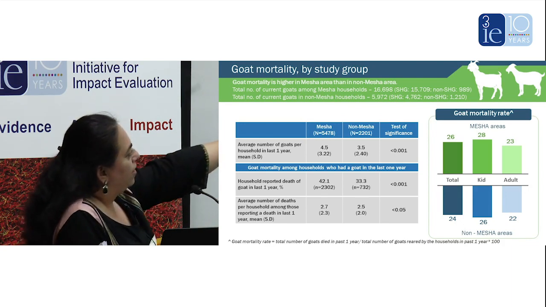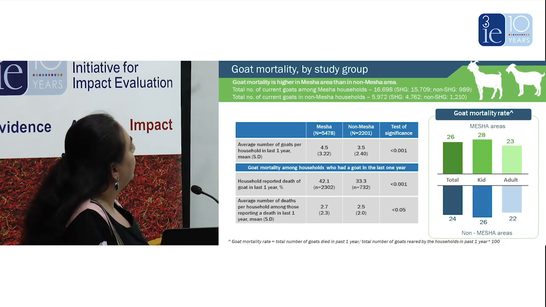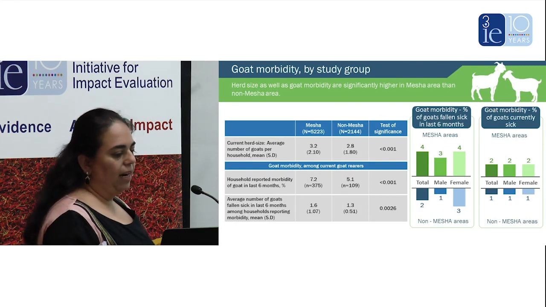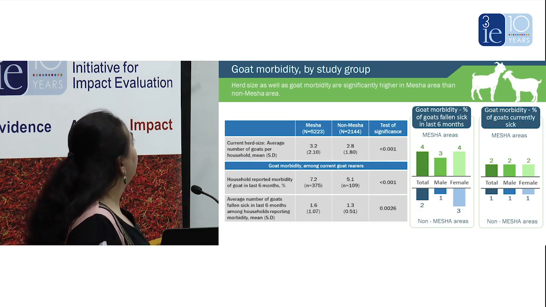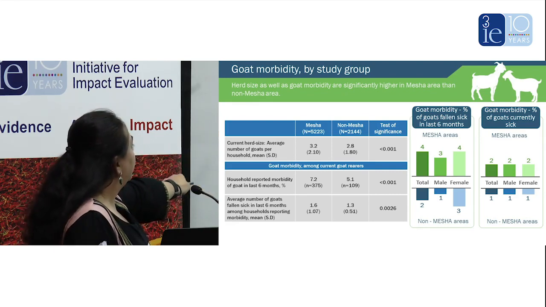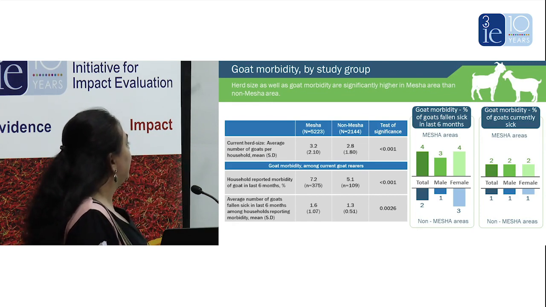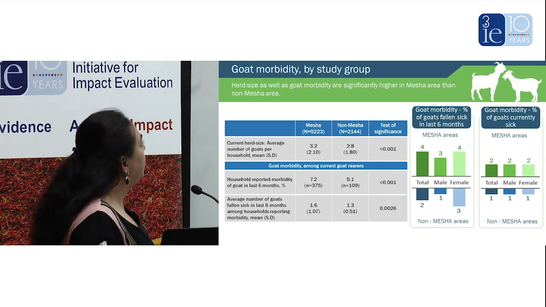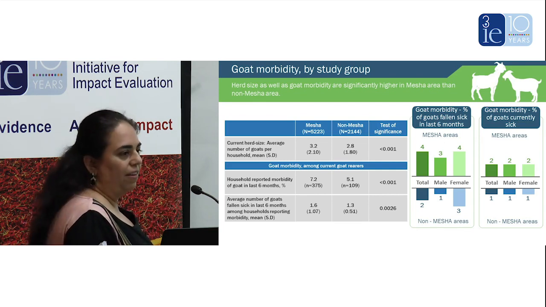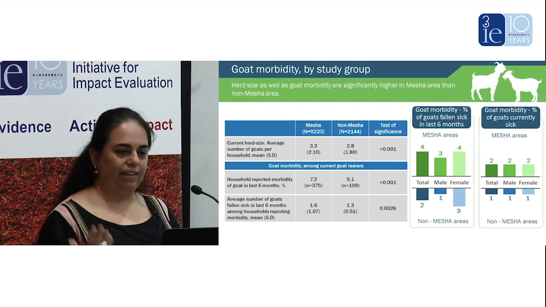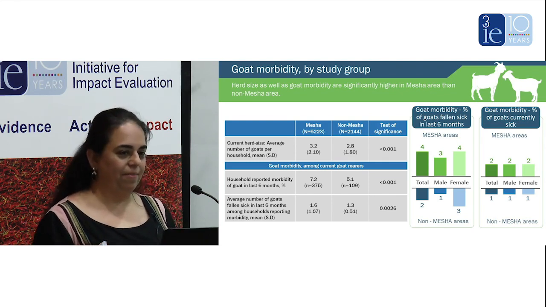Goat mortality, if you look at the dark green bar, is higher in the Mesha area as compared to the non-Mesha area. When we look at goat morbidity, herd size as well as goat morbidity is higher in the Mesha area. So herd size 3.2 versus 2.8, and the average number of goats falling sick is 1.6 versus 1.3. And when we look at goats who've fallen sick in the last 6 months or are currently sick, goats in the Mesha area are definitely more sick at this point as compared to the non-Mesha area. A large reason for this is really the herd size, because we're looking at more goats in the Mesha area.